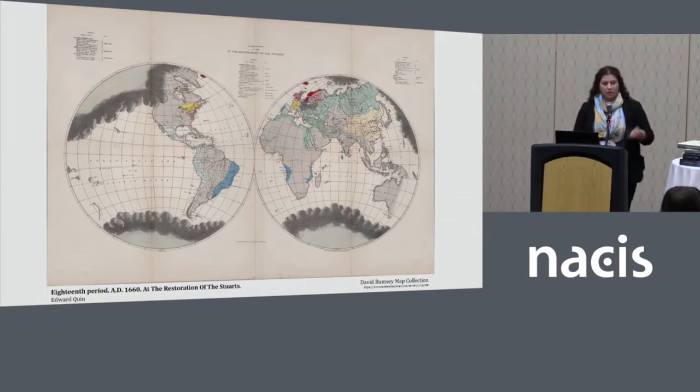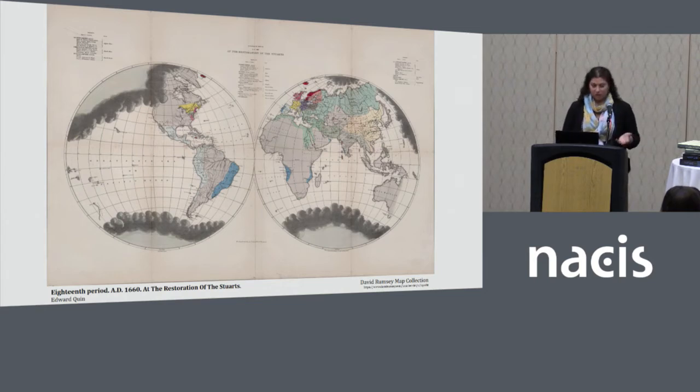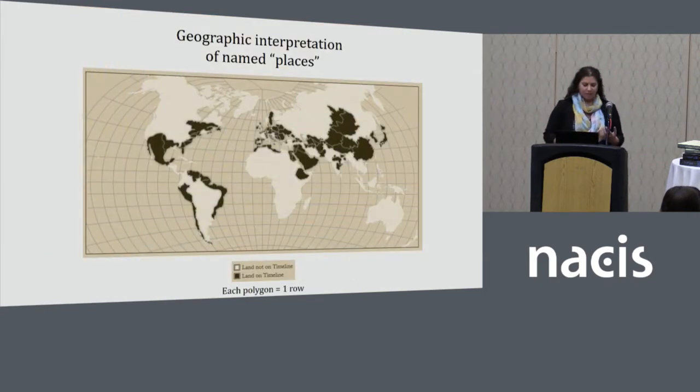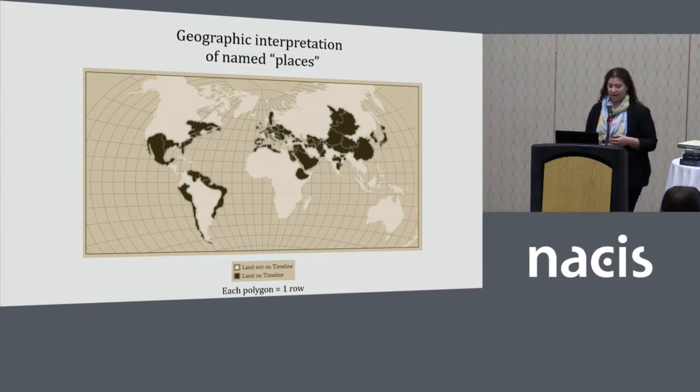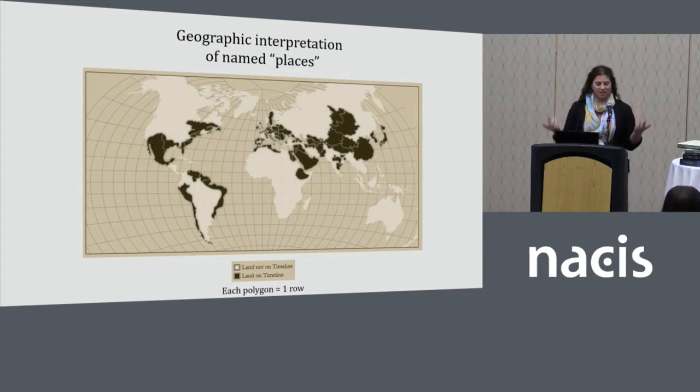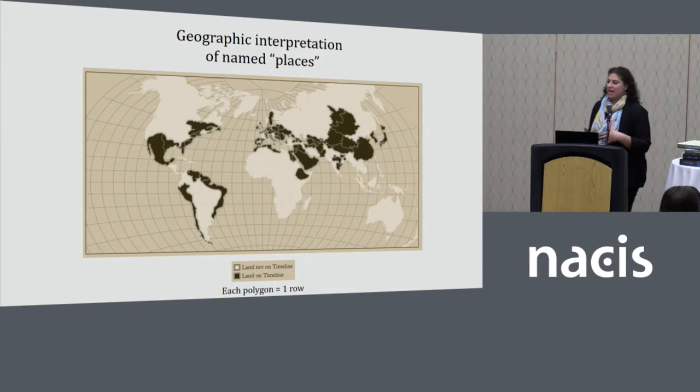So looking through that chart and having diligent student workers who were willing to digitize, we were able to do a geographic interpretation of the named places as well as regions that exist on the chart. Not surprisingly, this chart of the world is lacking a little bit of spatial coverage of some places. What we see here is white is missing and the darker black is what's represented on the timeline. And each polygon on here represents one row in the chart.